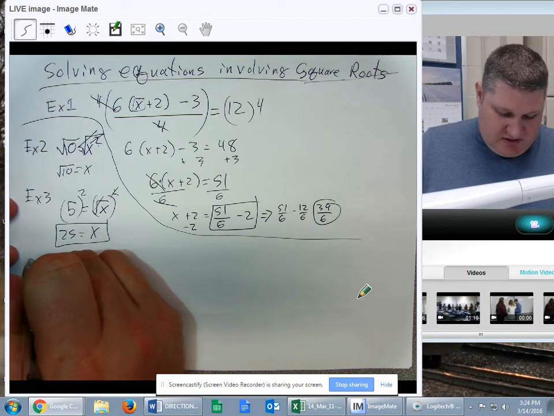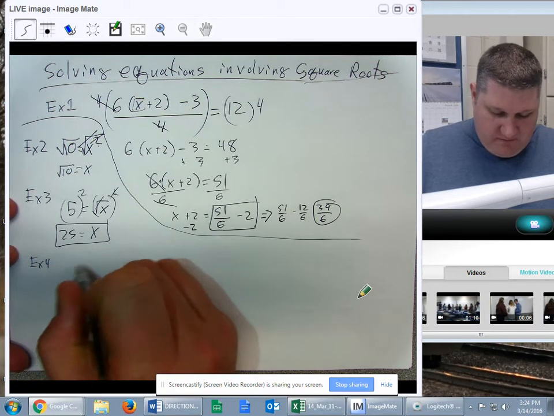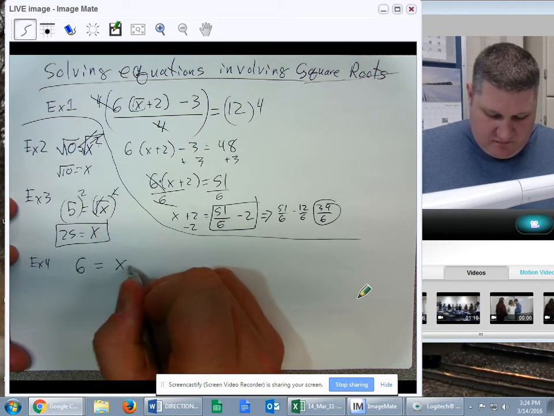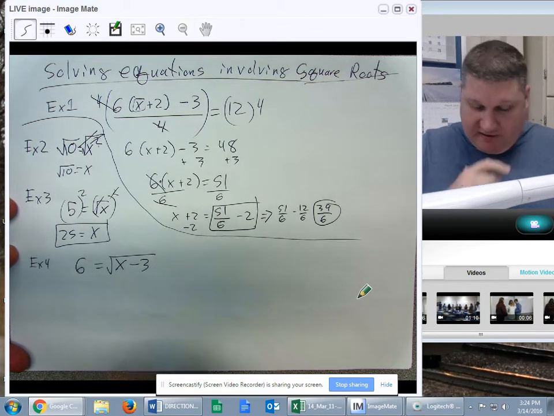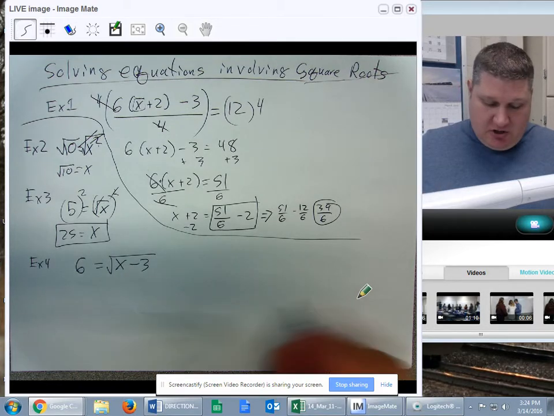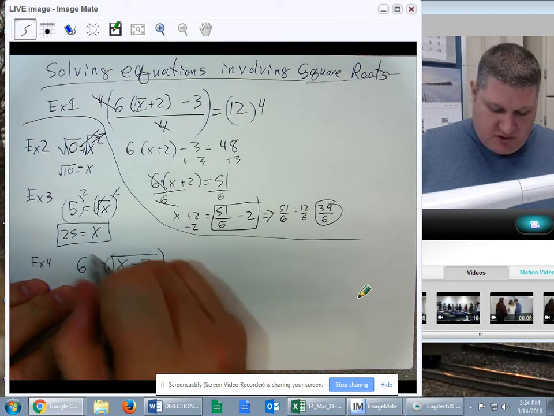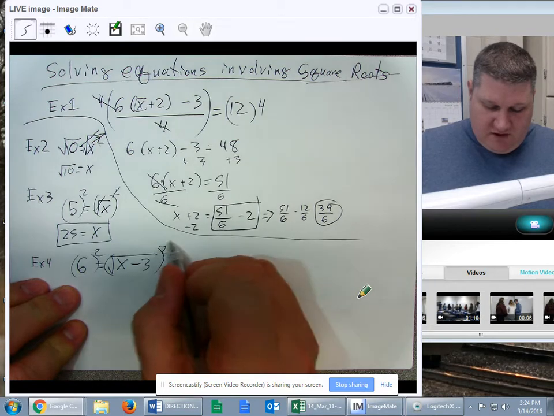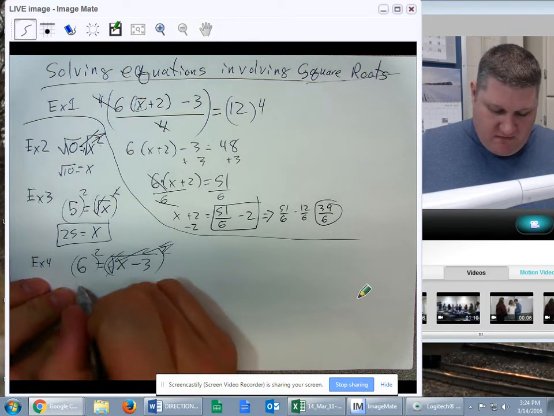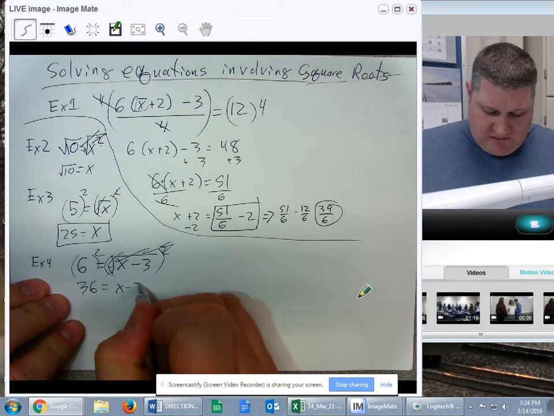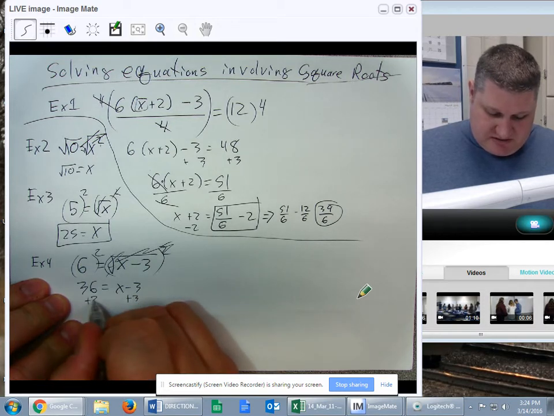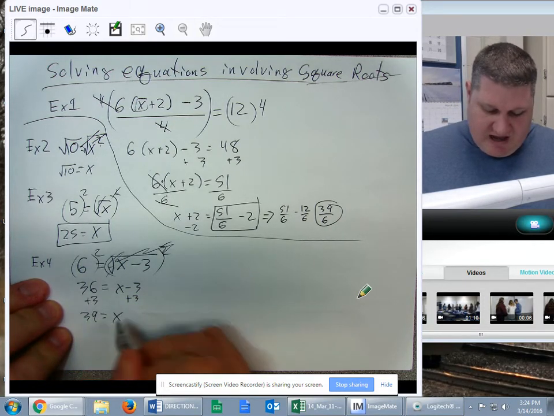So let's do something more difficult. Example number 4. Let's go 6 equals the square root of x minus 3. Okay, so how do I get rid of a square root? Let's go with squared. That's gone. 36 equals x minus 3. Add 3 to both sides. 39 equals x. No big deal.